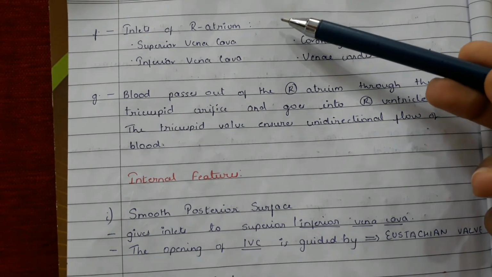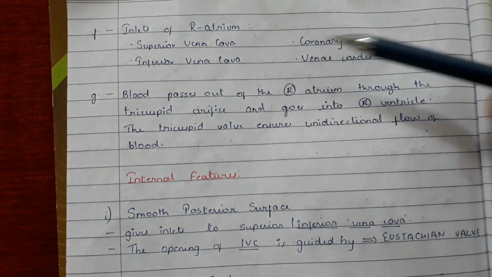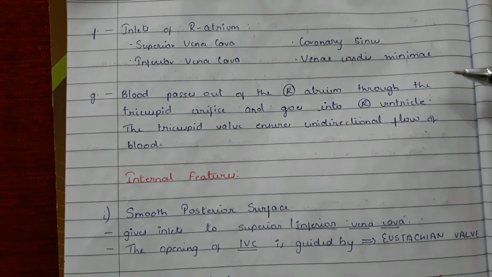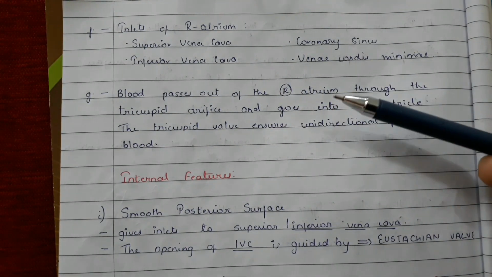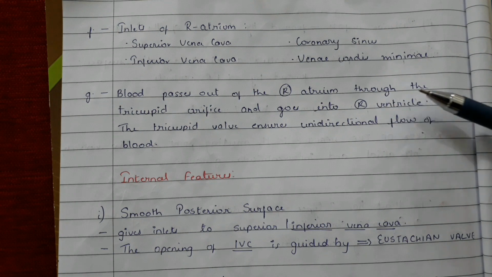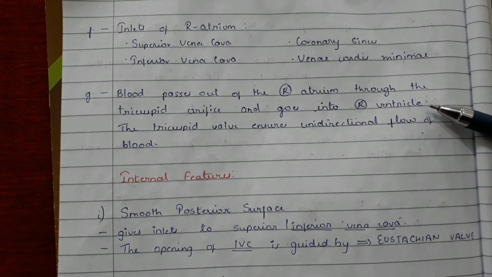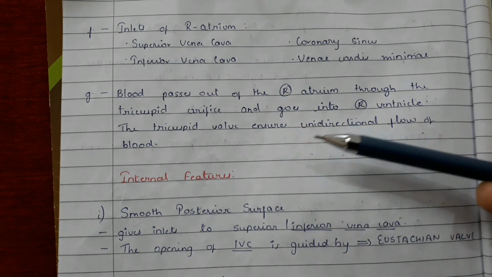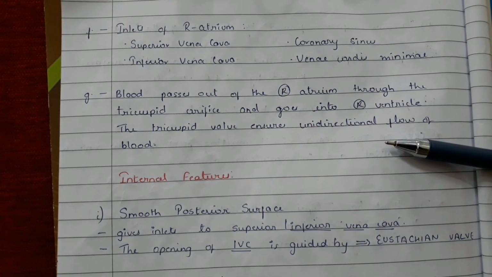Inlets of the right atrium, we have the superior vena cava, inferior vena cava, coronary sinus and the venae cordis minimi. Blood passes out from the right atrium through the tricuspid orifice and goes into the right ventricle. The tricuspid valve ensures unidirectional flow of the blood.